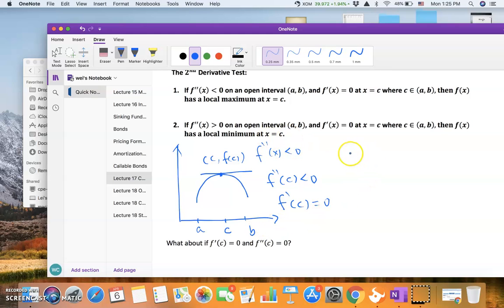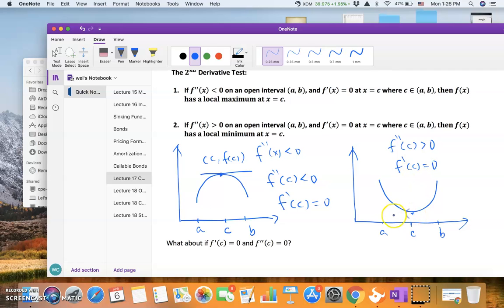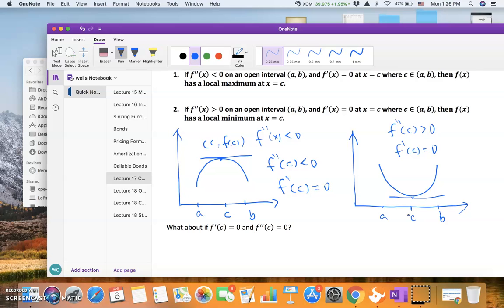Okay. Now, in another case, if the second derivatives are positive between a and b, the function is going to be concave up. And at c, since the first derivative equals 0, the function is going to have a local minimum.